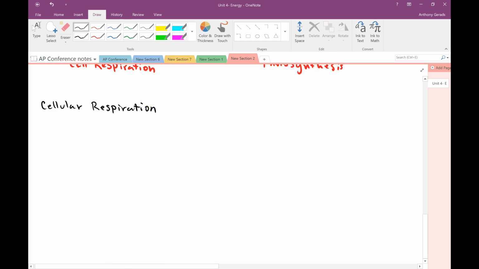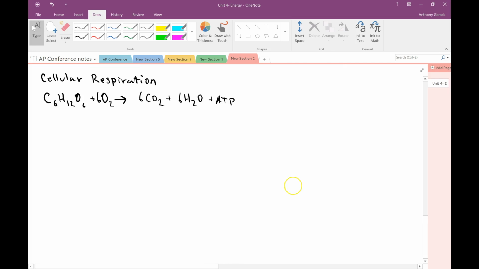Okay, cellular respiration. I've got to start with something. What's the big molecule that I want to break down? C6H12O6, also known as glucose. And I have to have oxygen, 6 of them. And they're going to combine to make 6 CO2 plus 6 H2O. Okay? And ATP. And so I've got to undergo these 3 big steps.